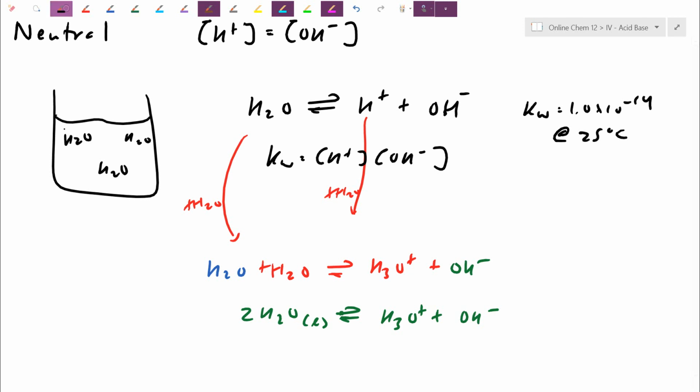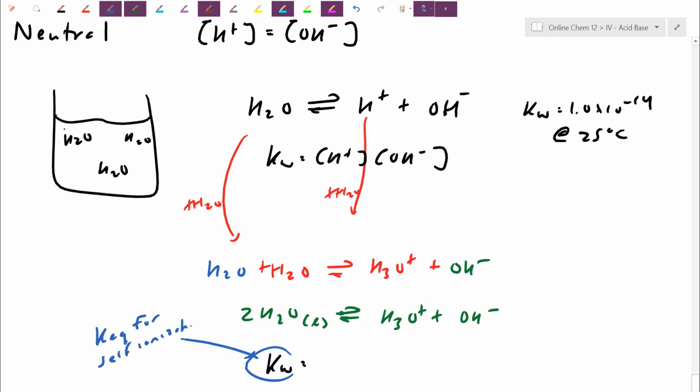I don't have a problem with Kw here, because if I do Kw, it's products over reactants for this special water equation. So let me just write this down here. This one here is basically Kw, the self-ionization of water. In your question, you may be dealing with some random acid, some random base, but I know that in the background there's always water, and water will always have this equilibrium in the background.